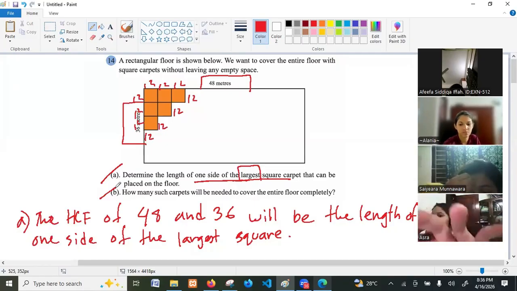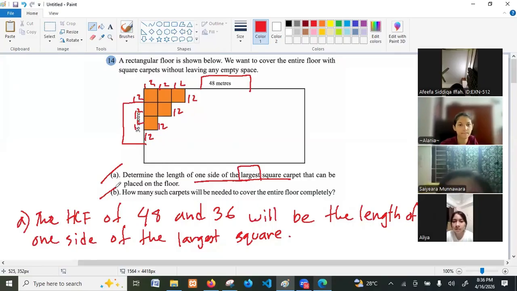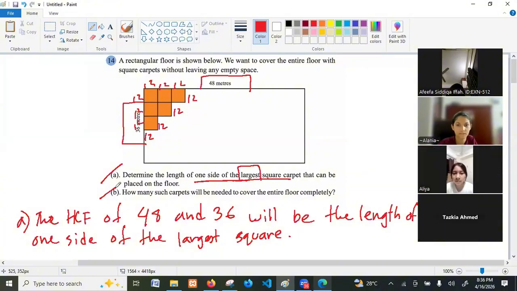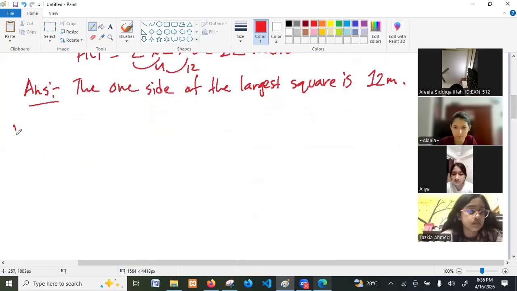Okay, so for this one, we need another knowledge, that is the area. We will be finding out the area of the whole room and we will be finding out the area of a square carpet. And then we will divide to find out how many square carpets will be needed to cover the whole area. Understood? So we need to find out the area of the room, that is the rectangle. And then we'll have to find out the area of each square, which has a length of 12, right? Then we can just divide the area of the rectangular room by the area of the carpet. So let's do that. So this is the second one.